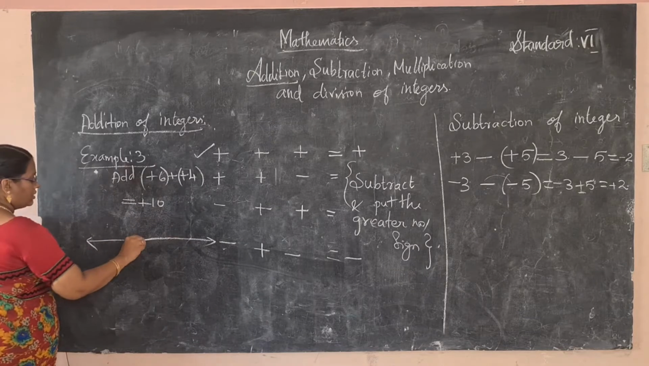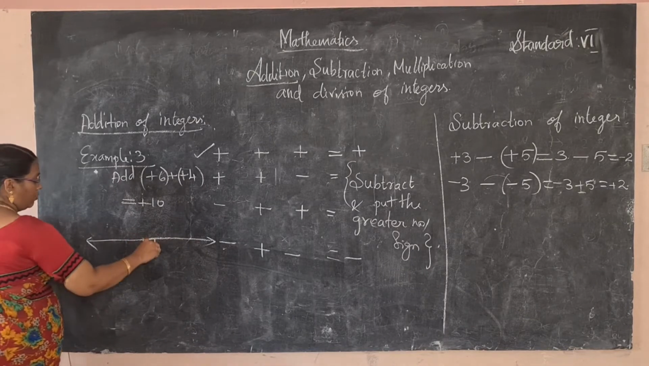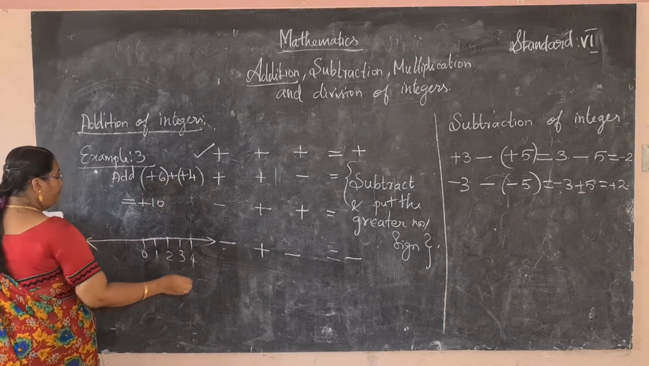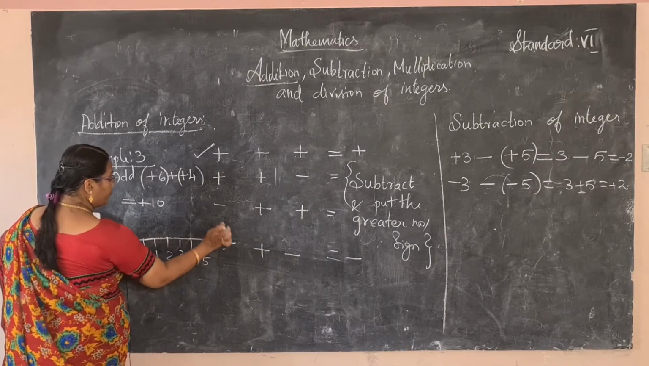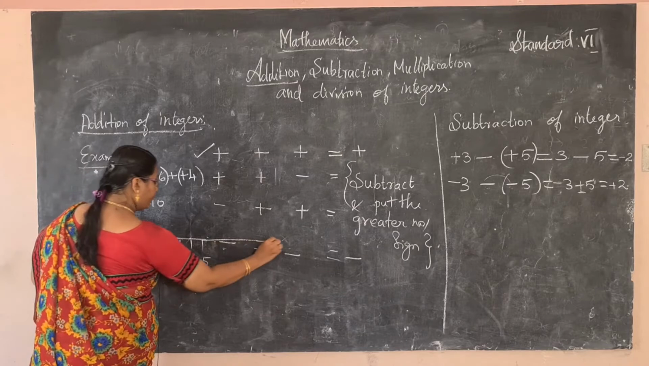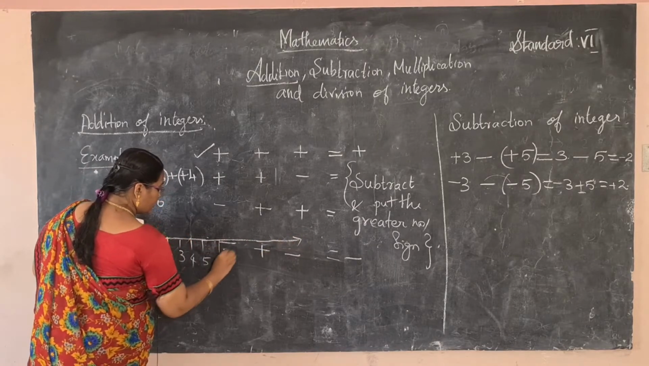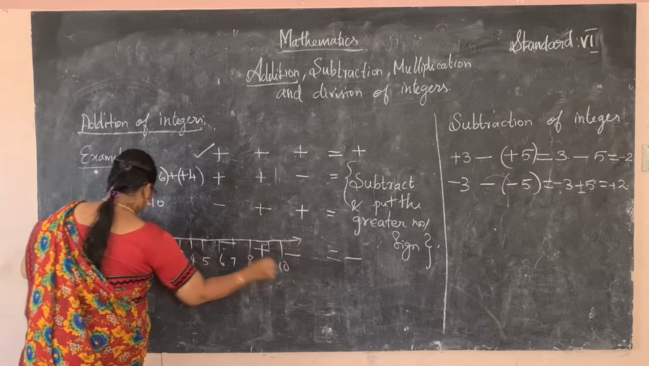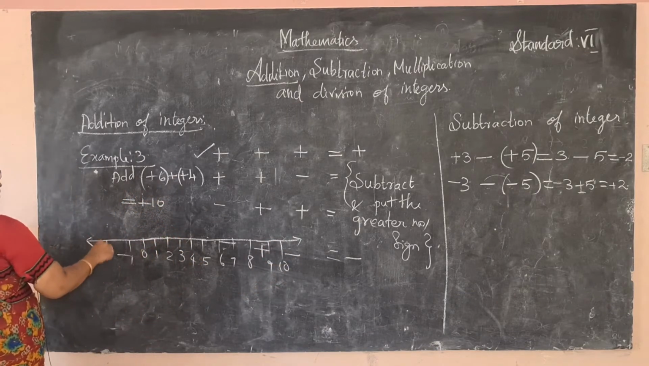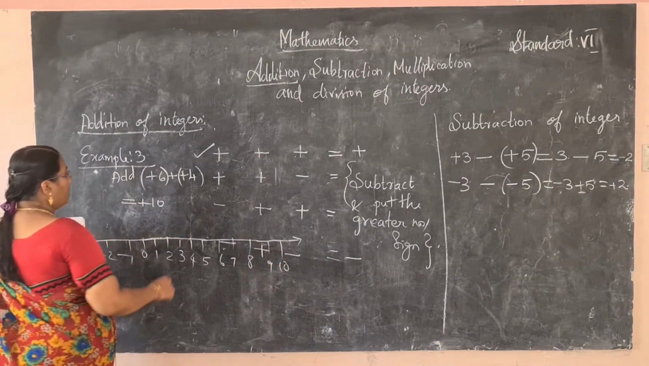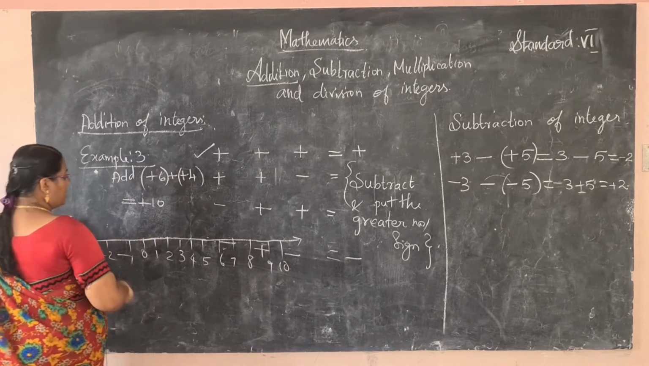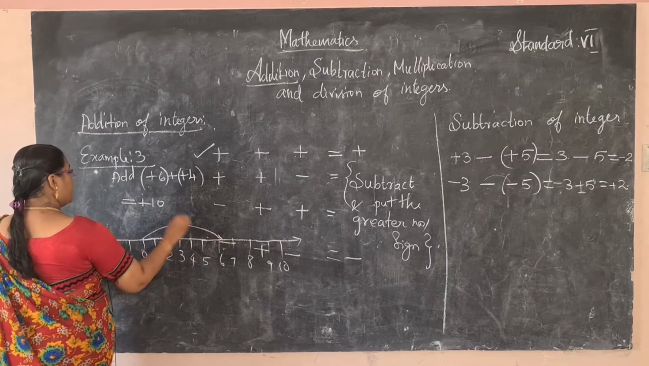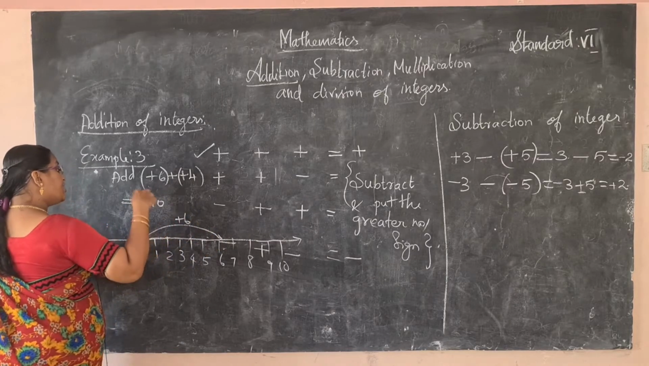Okay. So integers, the middle value is 0, then 1, 2, 3, 4, 5, 6, 7, 8, 9, 10. On the left side, minus 1, minus 2, going on endlessly. So plus 6, where is the plus 6? Here. Okay, so plus 6 plus 4.